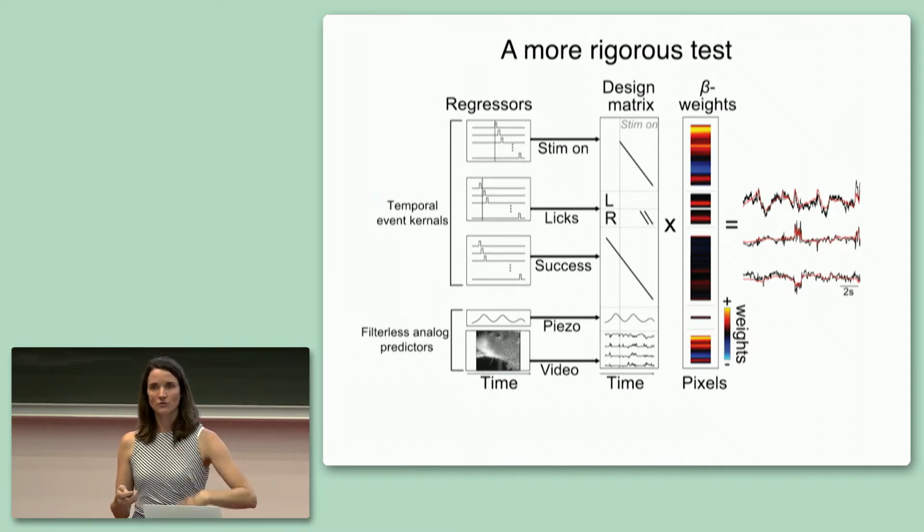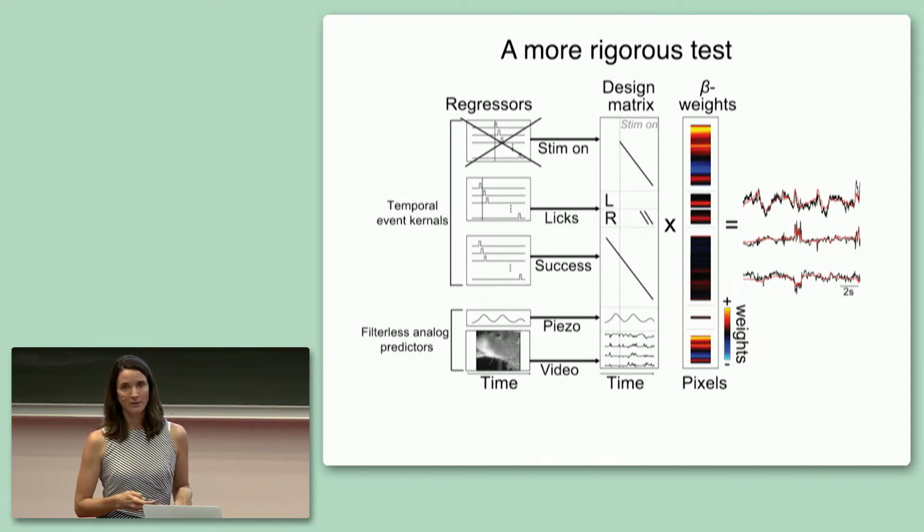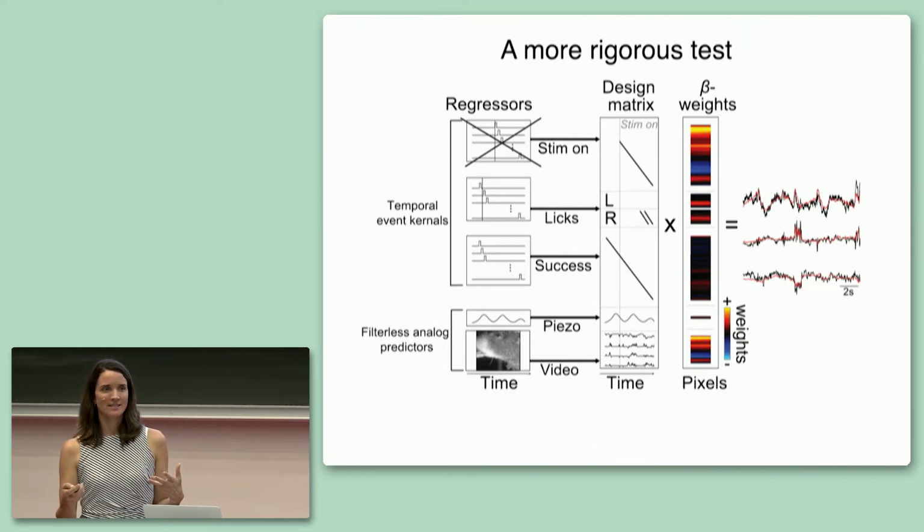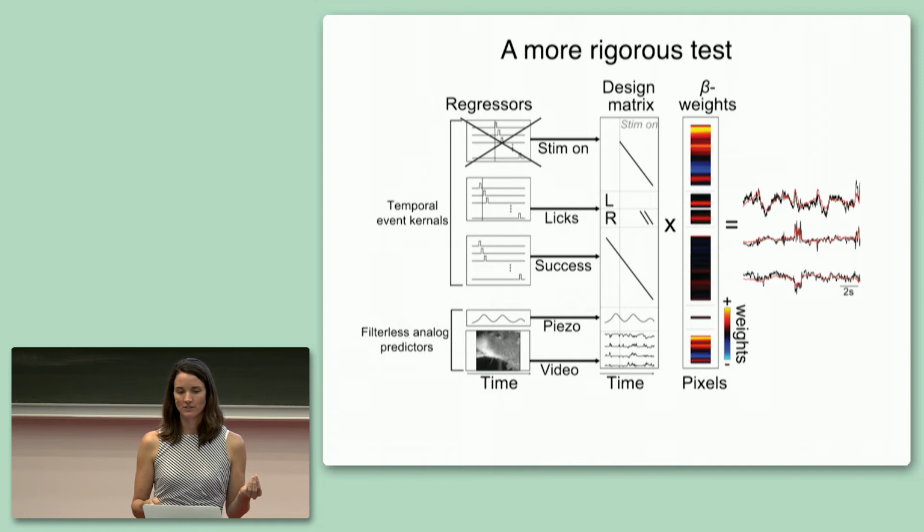So what we're going to do is go through the behavioral parameters one by one, kick them out of the model, and ask how much worse does the model get? Or another way of saying this is, how much does the model suffer, and where and when does the model suffer when we remove a particular variable? This is a much more conservative approach.